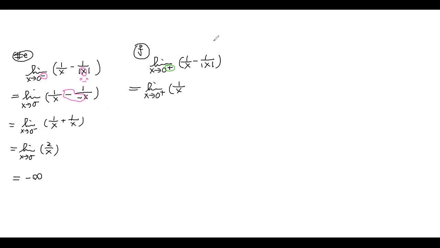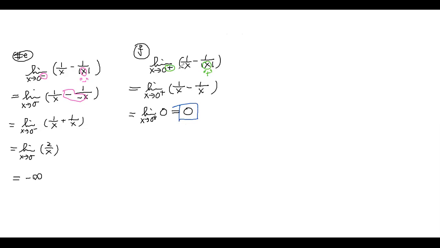This is 1 over x. Since x approaches from the right-hand side, that means all the values here are positive. If it's positive, what do we need to do with the absolute value? You can just take the absolute value out. So this is the limit as x approaches 0 from the right-hand side of 1 over x minus 1 over x, which is 0. So you approach a constant. What is the answer? The answer is 0.